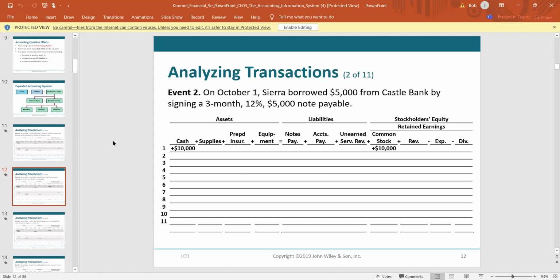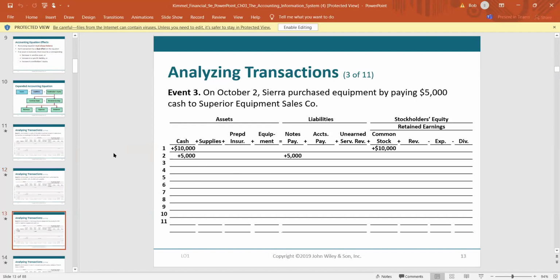Event number 2, they borrowed money and they signed a 3-month, 12%, $5,000 note. On October 1st, they borrowed $5,000 from a bank and they signed the note payable, meaning that in 3 months, in this case at the end of the year, they're going to pay back the $5,000, probably plus the interest at that time, or the interest could be paid back monthly, depending. So let's see here. Our cash is going to go up by $5,000, right? And notes payable will also go up by $5,000. So let's see if I'm right. There we go. And we're in balance.